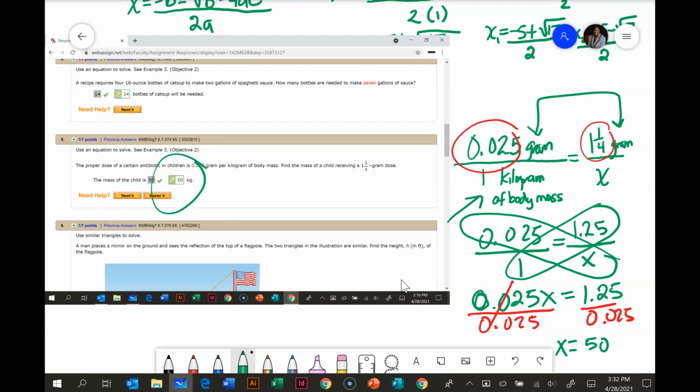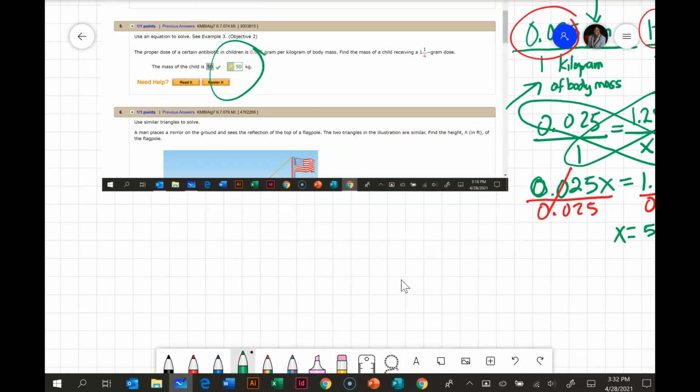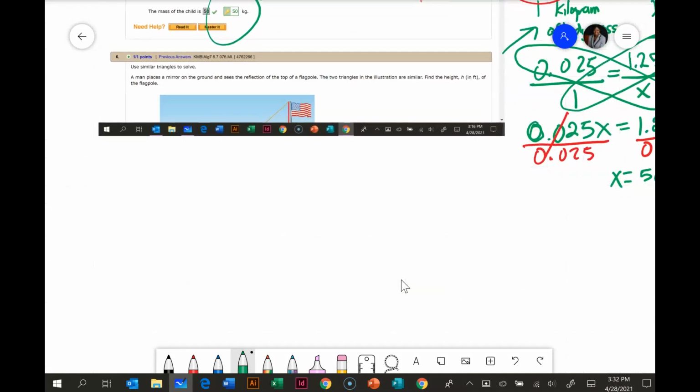So 50 kilograms. Notice the kilograms was at the bottom. And I think that kind of throws you off, because they're talking about kilograms, and I think we're kind of used to pounds and things like that. So I can see how that could be confusing. Let's move on to our next challenging problem.